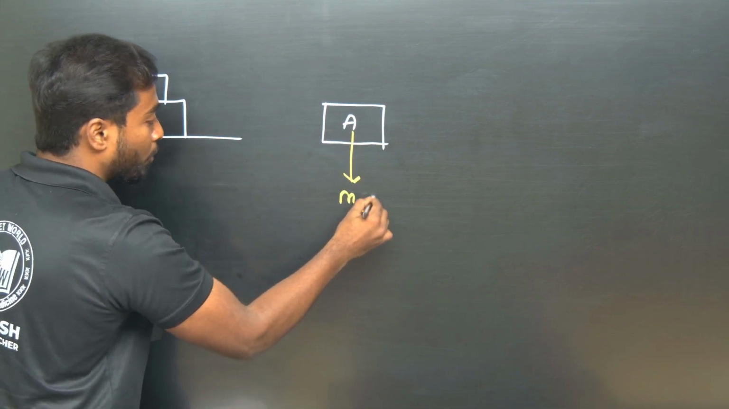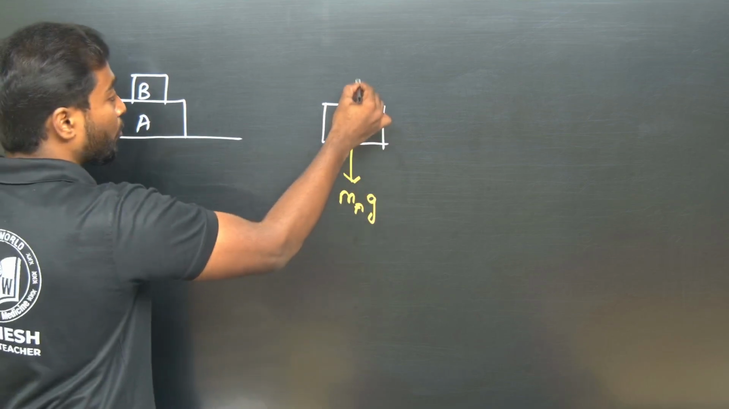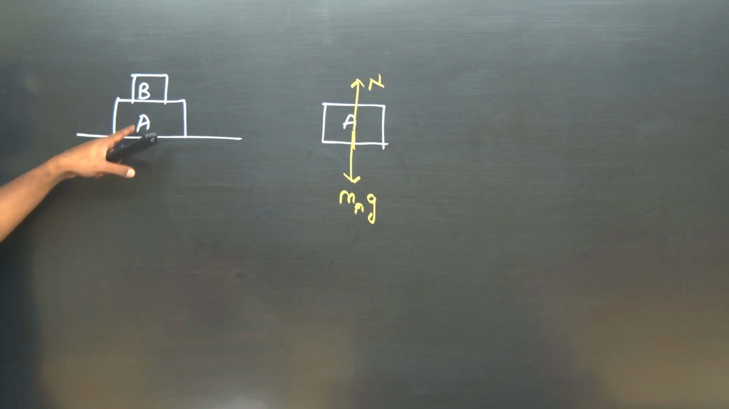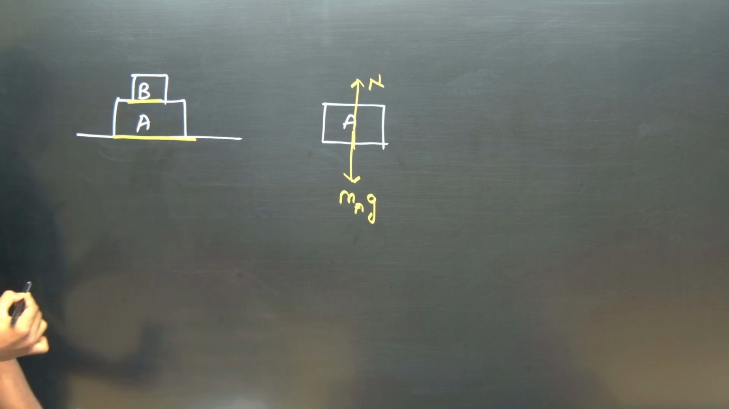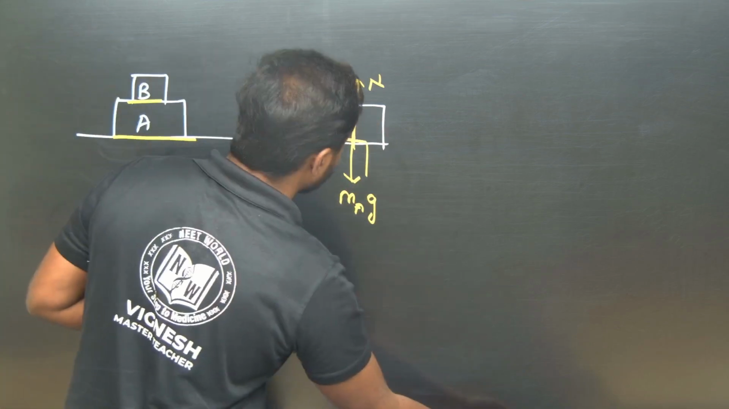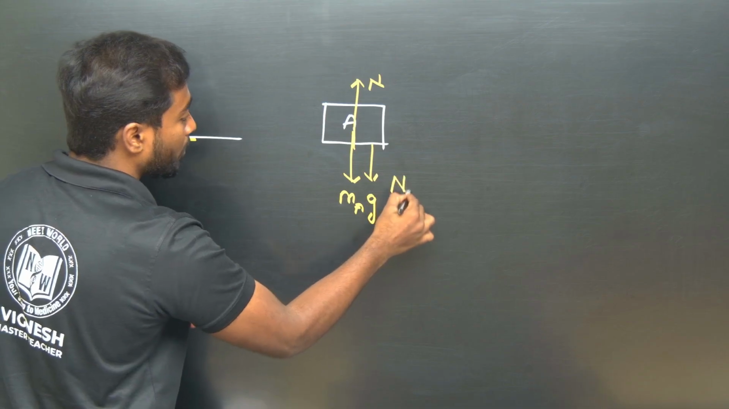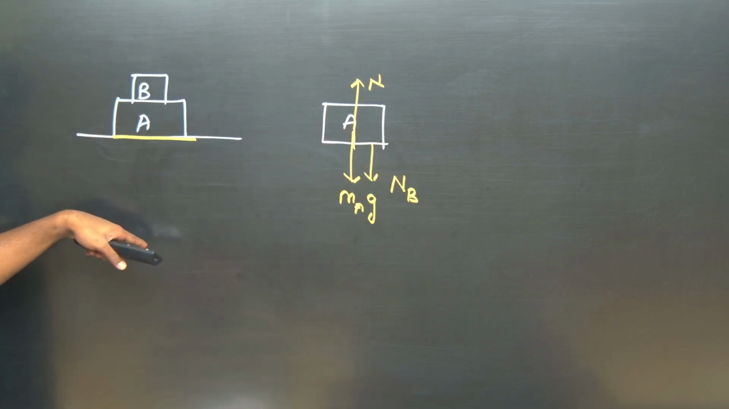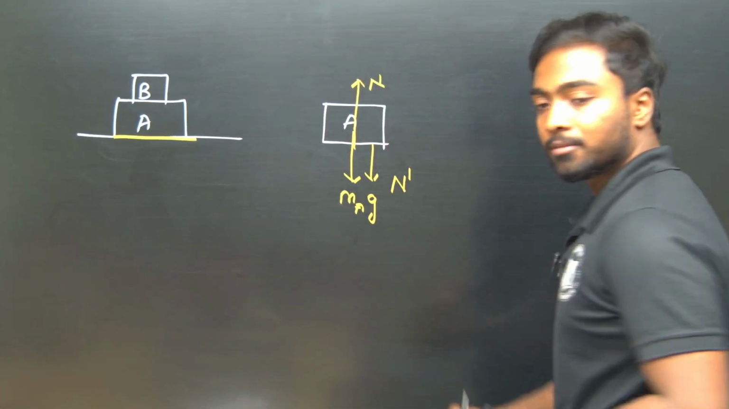Right now. So due to block B, before that let me take the weight: mass of A into gravity. Now the normal reaction due to the surface, that is N. So one more surface is there. This is my first surface and this is my second surface. So due to this also one more normal reaction will be there. This is the normal reaction due to B. So let me consider this as N dash.